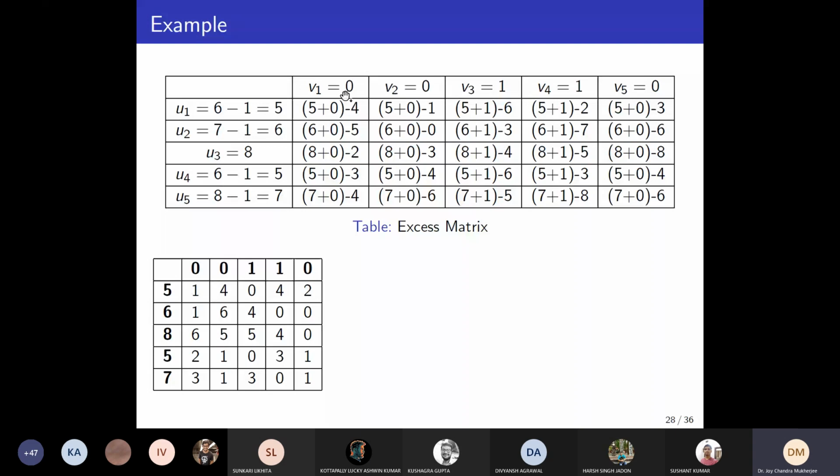So 5 minus 4 that is 1. Here take any random one, 8 plus 1 is 9, minus 4 that is 5. So this became 5. So here it became 5 6 8 5 7, and here it became 0 0 1 1 0.